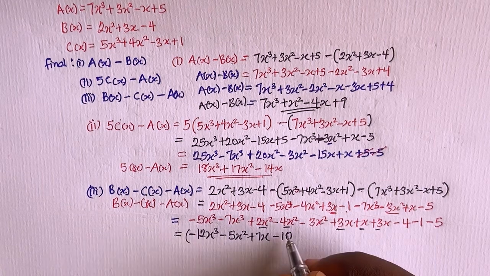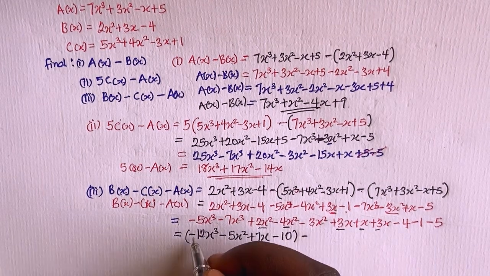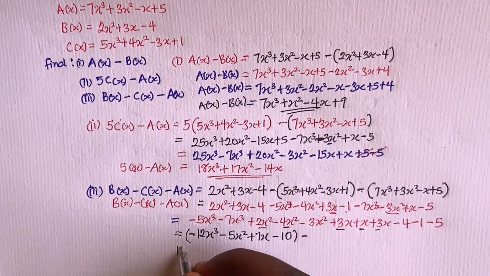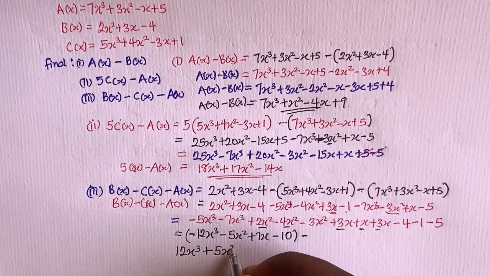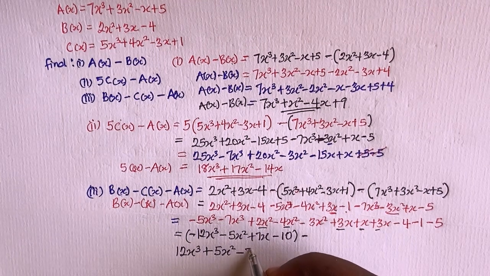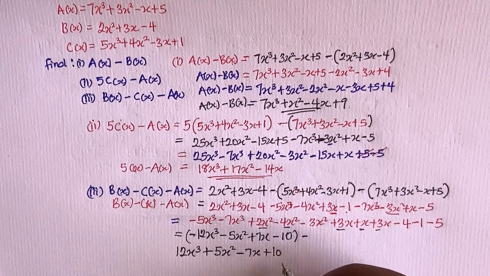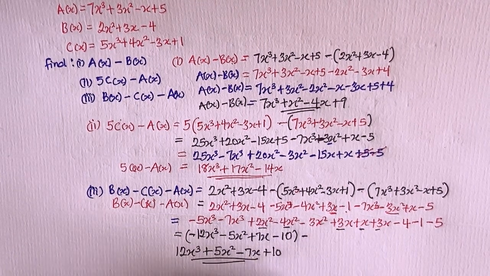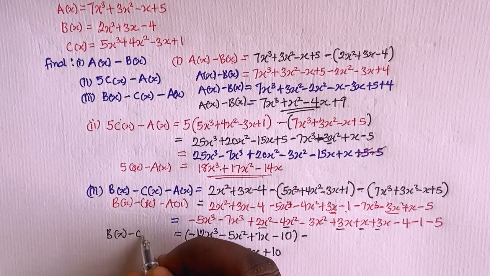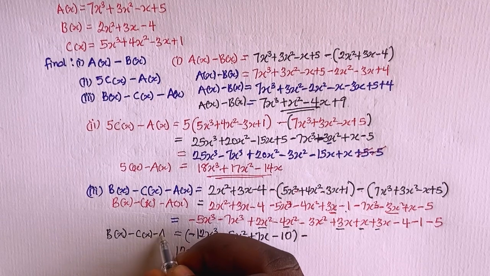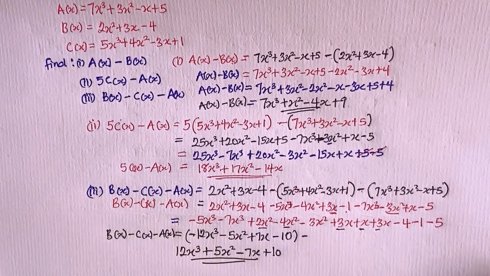So here I can go ahead and multiply the whole bracket by negative, since I'm having negative here. So that I'm going to have 12x to the power of 3 plus 5x squared, right? Then minus 7x plus 10. So this is the answer to this expression, b as a function of x minus c as a function of x minus a function of x. So that's just it.